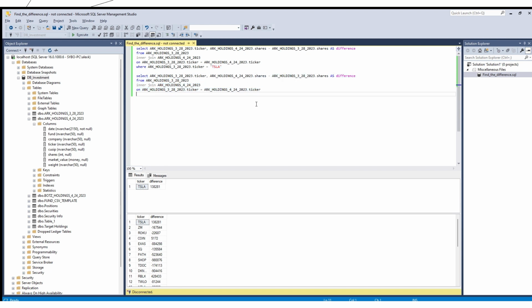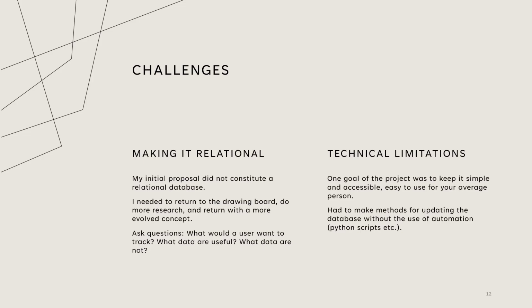So we see a positive difference, about 140,000 shares. This means that Tesla, or rather the ARK, bought about 140,000 shares of Tesla. And you can also see that they sold about 1 million shares of Shopify. So you can pretty easily conclude that maybe I should sell my Shopify stock and maybe I should buy a bit more Tesla stock.